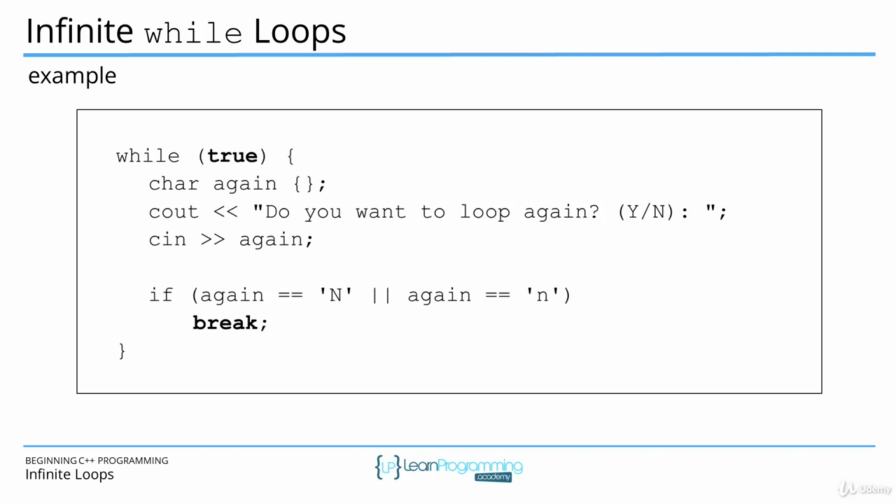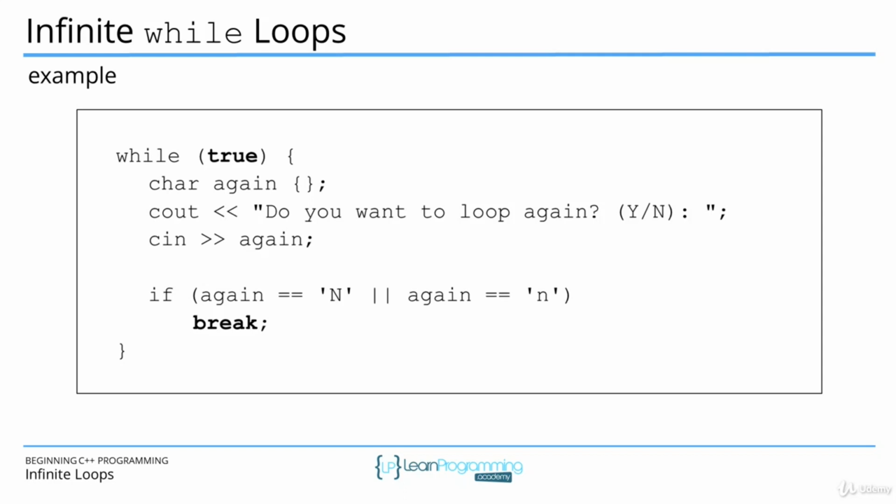Let's walk through the example. Inside the loop, we declare a character variable named again. We ask the user if they want to loop again, and read the response as a character into the variable again. If again is uppercase N or lowercase n, then we break and terminate the loop. If they enter anything else, we loop again.